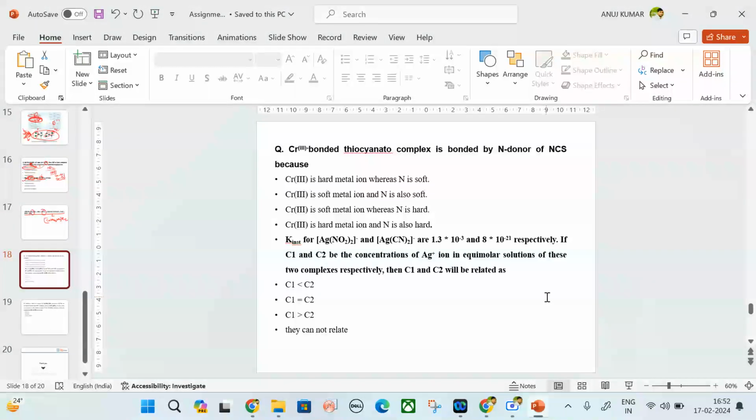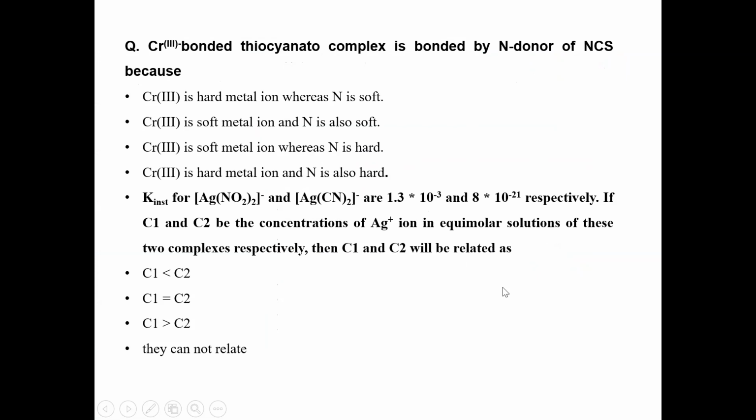I think you are already familiar with the HSAB principle: hard, soft, acid, base. What it states is that a hard acid will make a strong bond with a hard base, a hard Lewis base, you can say. So, a hard acid, what will it be?